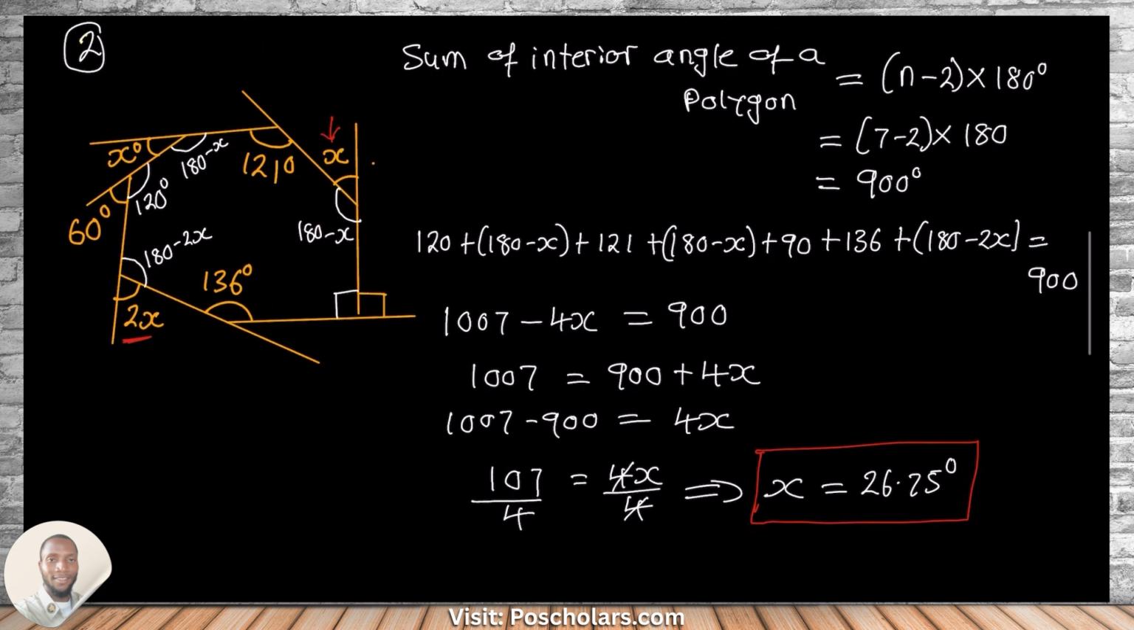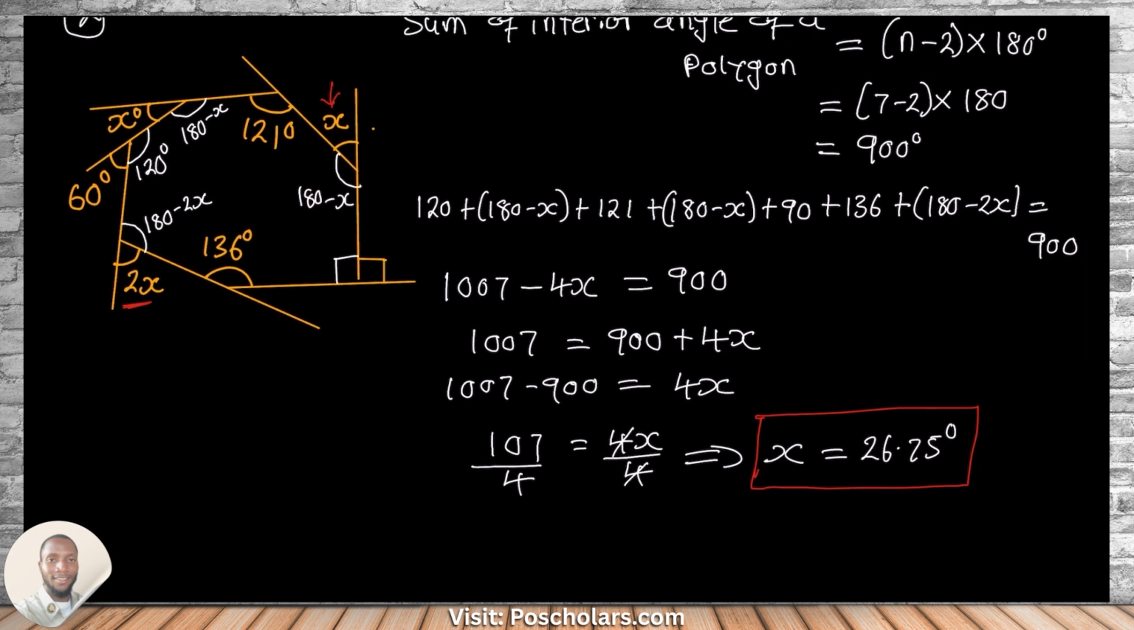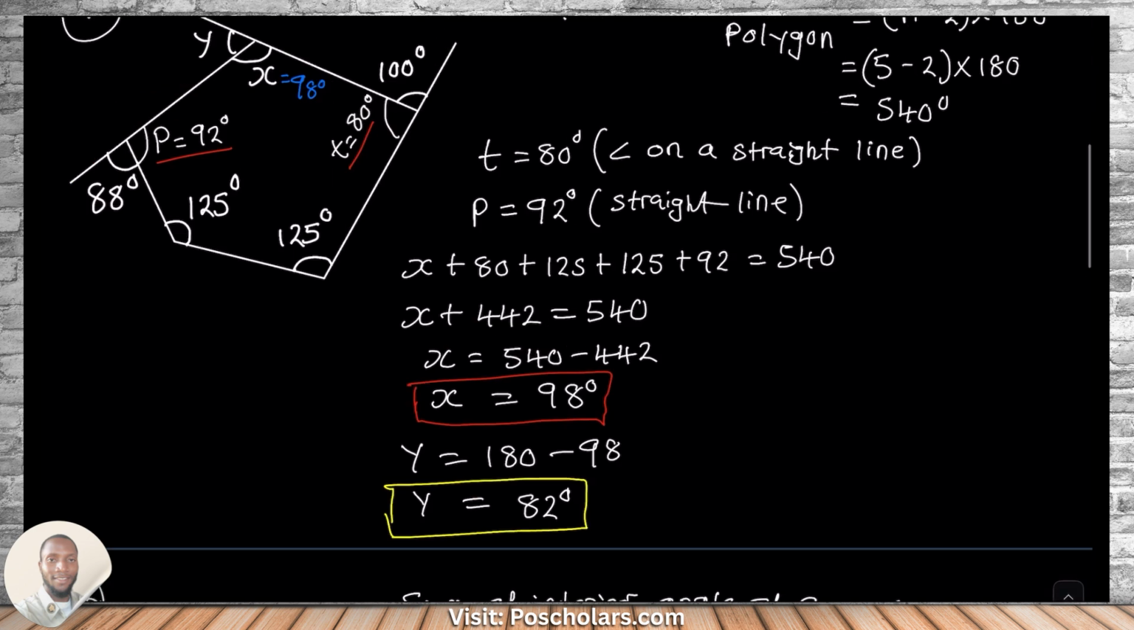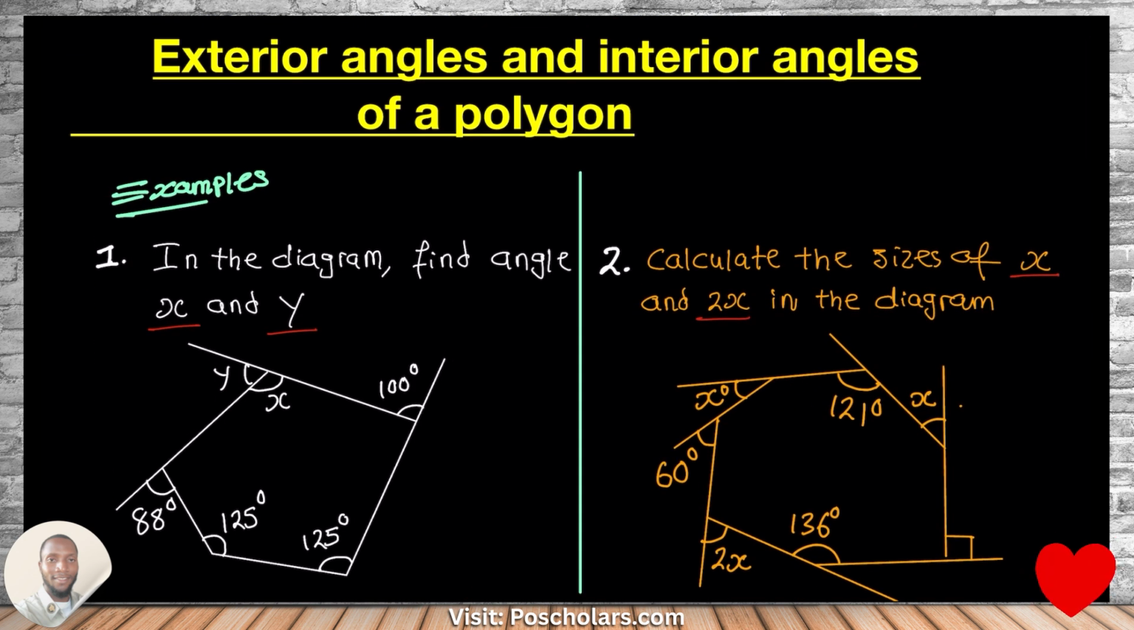The question also asks us to find the value of what? 2x. This is very, very simple. All we need to do is to substitute the value of x into this expression. So 2x becomes 2 times 26.75, and when you solve that, you have 53.5 degree, and that's the value of 2x. I believe it is well understood. So we have solved these two questions, right?